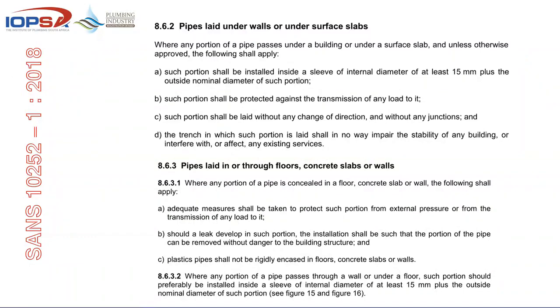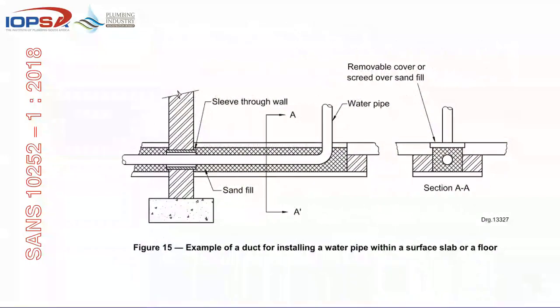In other words, we don't allow things to bear on our pipework. And that portion shall be laid without any change of direction or without any junctions. In other words, straight lines, always. The trench in which such a portion is laid shall in no way impair the stability of the building or interfere with any other existing services. So if we go to floors, the same thing would basically apply, or the floors, slabs, and walls, the same would apply. And then for the plumber's sake, we've got an example of a duct.